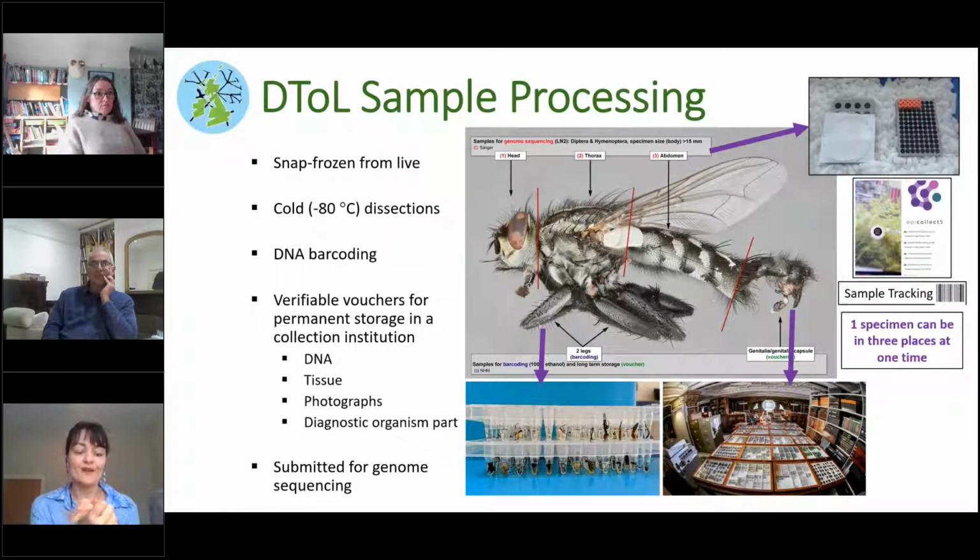And one of the really important parts of this is having these verifiable vouchers. So most of the time, because of this process and needing the whole specimen, we don't have an actual physical voucher. So sometimes this permanently stored, curated voucher is in the form of DNA. It can be tissue, it can be really good photographs, or in best case scenario, an actual diagnostic part of the organism. And then it's submitted for sequencing.